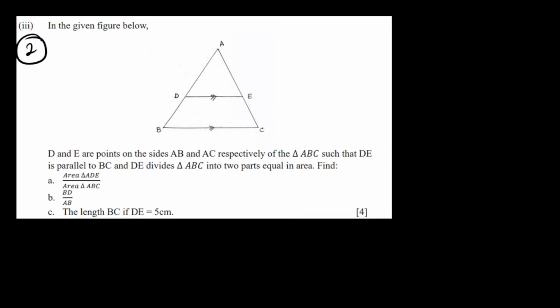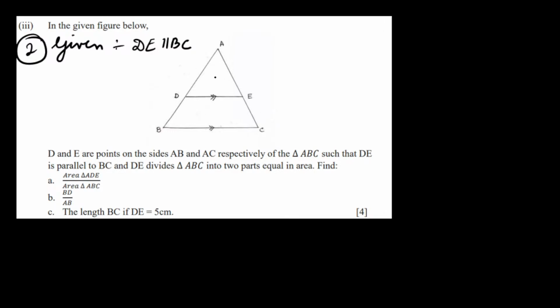So let's see what is given to us. For geometry questions, I hope you remember, first of all we have to write the given things and then what we have to find. So given: D and E are points on the sides AB and AC respectively of the triangle ABC such that DE is parallel to BC. It's given to us that this line DE divides triangle ABC into two parts equal in area.